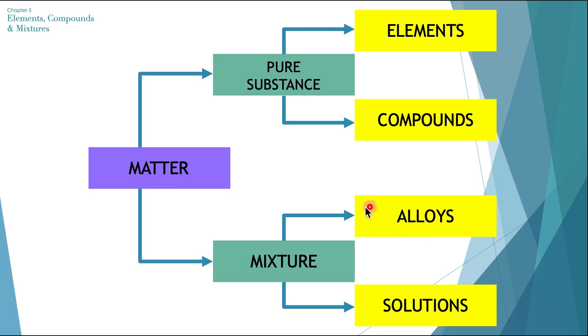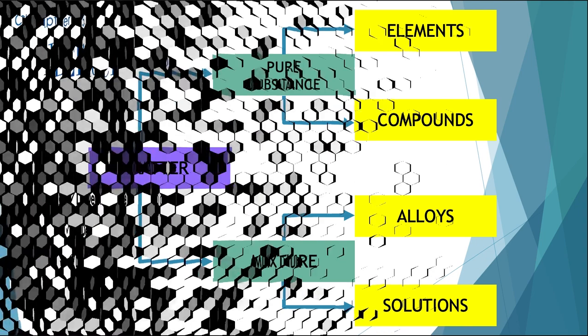Okay, so I hope you've understood what I am trying to explain here. That matter is distributed into pure substances and into mixtures, which are not pure substances. In pure substances, we have elements and compounds. These are pure. And in mixtures, we have alloys and solutions. So this was it for today's chapter. This was our 5th chapter, Elements, Compounds, and Mixtures.